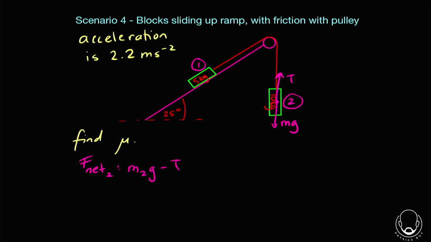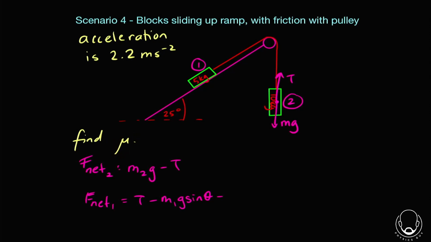Let's do the same thing for the 5 kilo mass. Okay, let's call that Fnet1. So Fnet1 is going to be what force or forces are acting up the ramp. Okay, so we've got tension now acting up the ramp. What force or forces do we have acting down the ramp? So now we've actually got two forces acting down the ramp. There'll be m1g sine theta, and there's also going to be the frictional force. Now you see the question, it wants us to solve for the coefficient of friction.